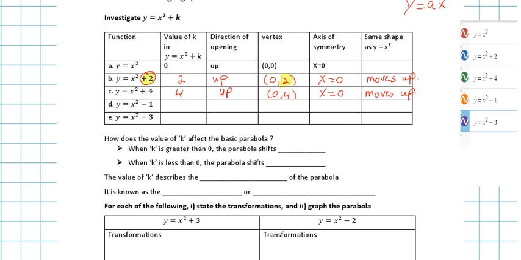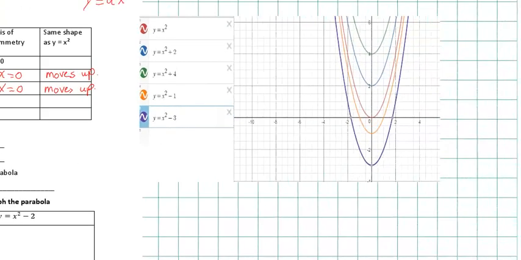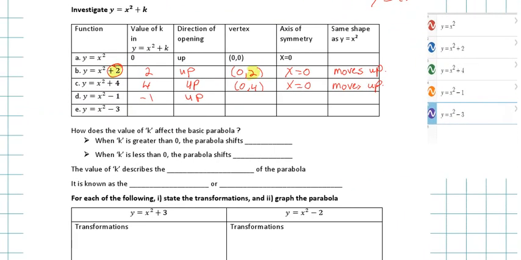We're going to fill it out in here. What's your k value in the next one? Minus 1. And it opens up, because it goes from down. So what's your vertex? 0, minus 1. What's your axis of symmetry? Still x equals 0. And it moves down.